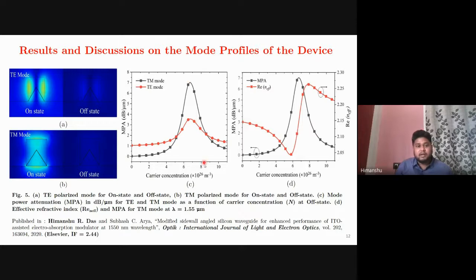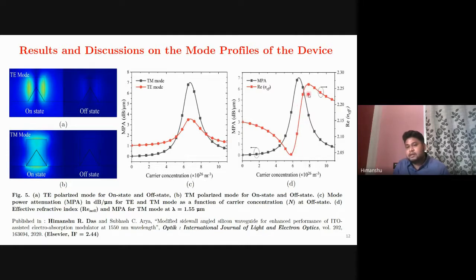Now coming to figure 5D, here we can see the MPA versus the carrier concentration graph for the effective refractive index, which is shown on the right hand side, and for the TM mode, which is shown on the left hand side. This TM mode graph is the same as shown in figure 5C. However, I have included this graph in order to show a comparison between the TM mode and the effective refractive index. Here we can see that there is an abrupt change in the effective refractive index around this region, say from 6 to 8. This is because of the change in material characteristic of ITO from a dielectric material to a metallic material.